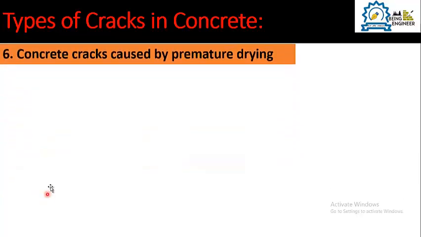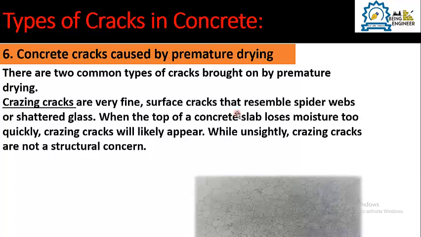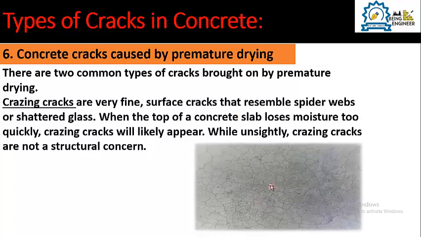The other type is concrete cracks caused by premature drying. There are two common types of cracks brought on by premature drying. First one is crazing cracks. Crazing cracks are very fine surface cracks that resemble spider webs or shattered glass. As you can see in this picture, these cracks are very similar to spider webs. When the top of the concrete slab loses moisture too quickly, crazing cracks will likely appear. While unsightly, crazing cracks are not a structural concern.